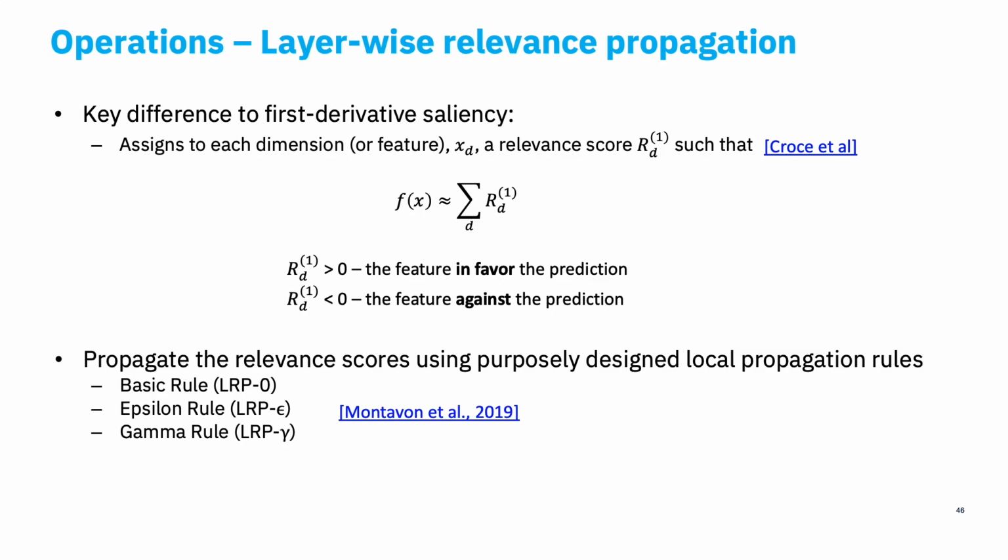In particular, if the relevance score at a certain dimension is greater than 0, it means that this feature is in favor of the prediction. Otherwise, it is against the prediction. Unlike first derivative saliency that uses gradients as a proxy of the relevance score, layer-wise relevance propagation uses local propagation rules to distribute and propagate the relevance scores from later layers to earlier layers in a neural net, making sure that the relevance score of the input layer can roughly sum up to the final score. For more mathematical justification of these rules, you can find the work done by Montavon et al.